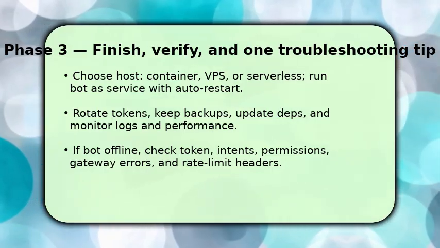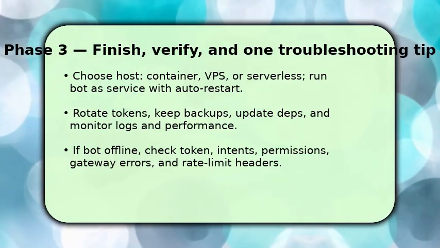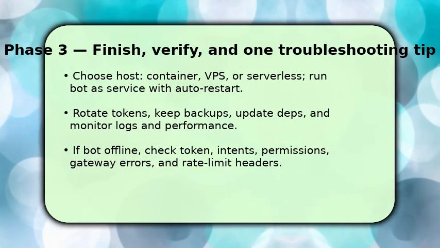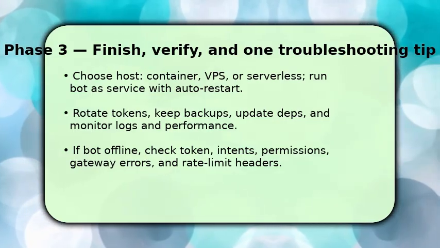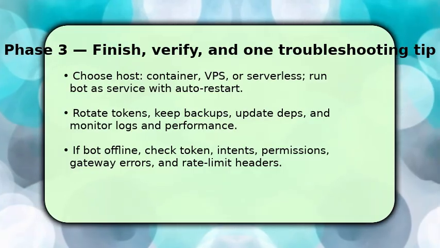If something goes wrong, check the token, verify the required intents and guild permissions, inspect gateway and rate limit error messages, and restart the service. This single troubleshooting path resolves most startup and connectivity issues.